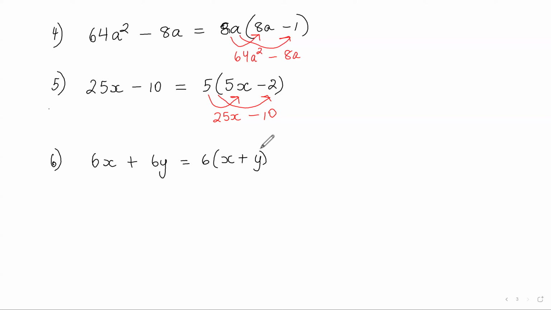All right. And of course, to check back your answer, you always multiply the brackets, right? So 6 by x is 6x and 6 by y is 6y. So you know that your answer is correct. Once whatever you get in the brackets multiplies to give you back the original expression that you're trying to factorize, you know that your answer is correct.